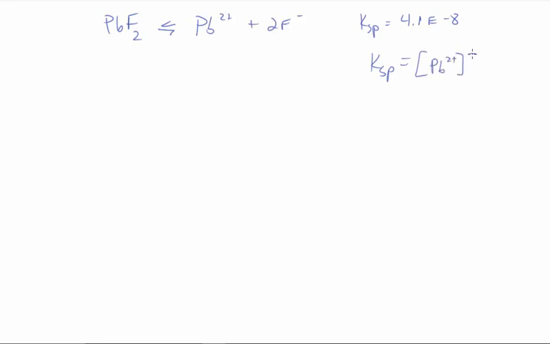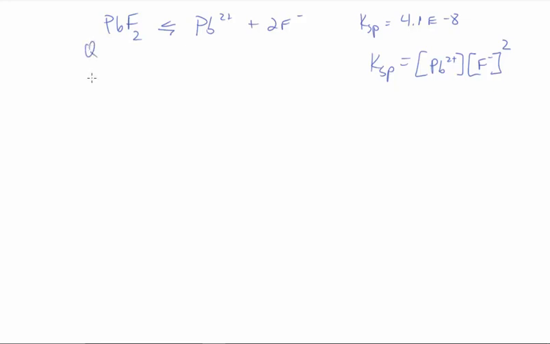Okay, so I want to look at one more example here. And so this is lead 2 fluoride. So it's going to go to Pb2+ plus 2F-. And again, my Ksp value here is equal to 4.1 E negative 8. So the expression is equal to the concentration of Pb2+, and it's very important when you're writing these Ksp expressions, ladies and gentlemen, do not leave out the charges. Do not leave out the charges, all right? Because remember, there's a difference between Pb2+ and Pb. One's solid lead and one's aqueous lead.